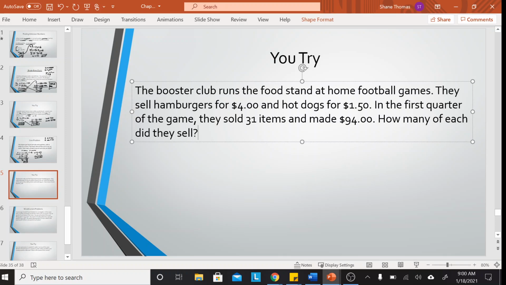All right, so you need two equations here. Your first equation needs to be on the value, the total money made. The other one needs to be on the total items sold. So take a few minutes.